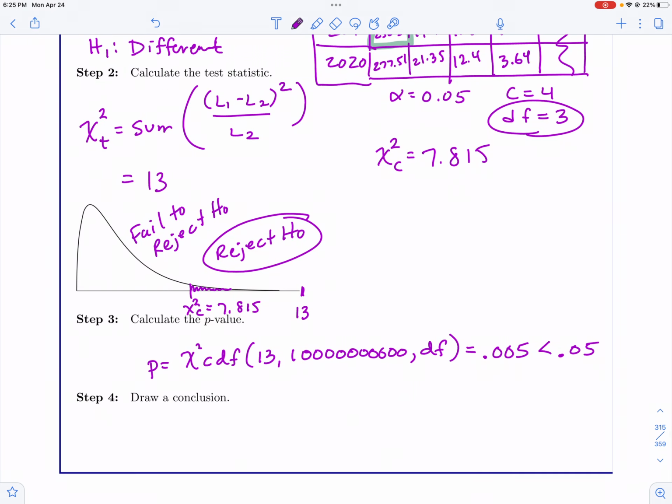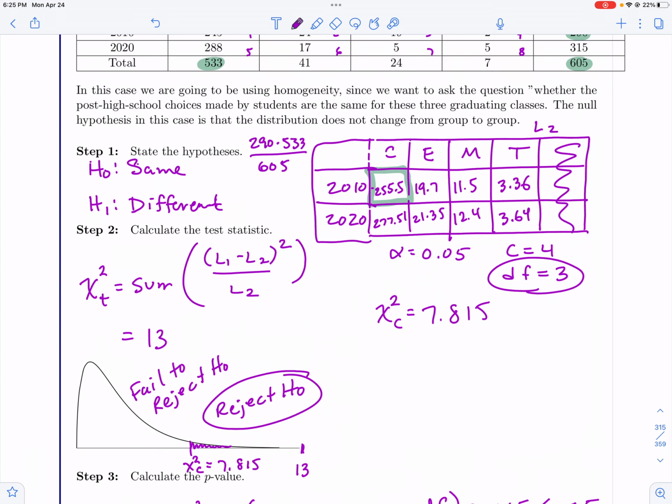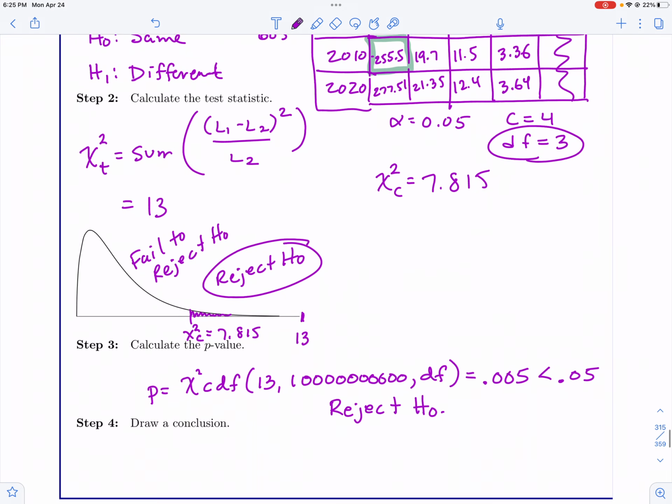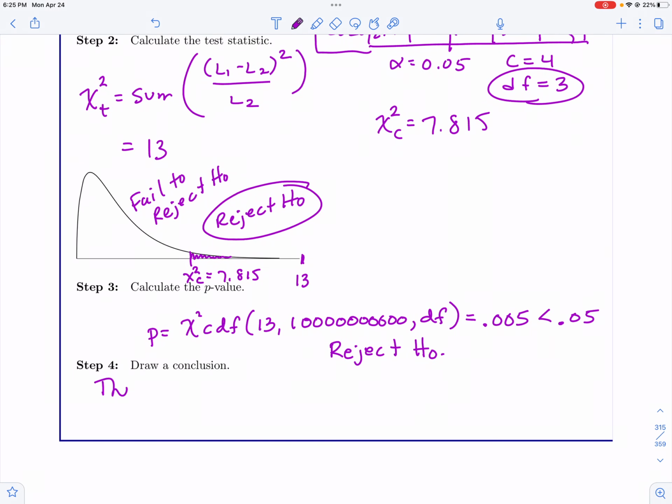So again, this is going to be reject H naught. And so our conclusion is that there's definitely significant evidence to prove that these distributions are different. So people are doing different things after high school is essentially what this is saying in layman's terms. So the distributions are different.